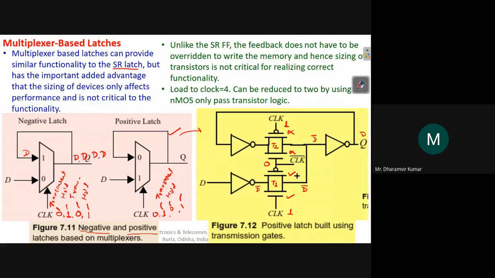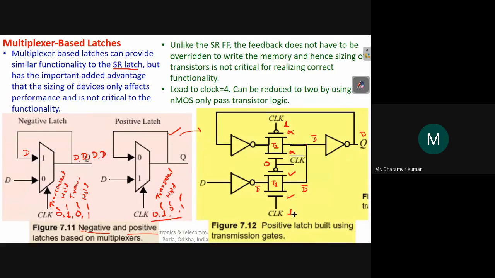So when clock is 1, output Q is equal to D, which is actually the value of the input signal. The input signal passes to the output because this is operating in transparent mode for a positive latch. Remember, when clock is 1, this is in transparent mode. Transparent means the output is transparent to the input, so that the input signal can pass freely to the output terminal.